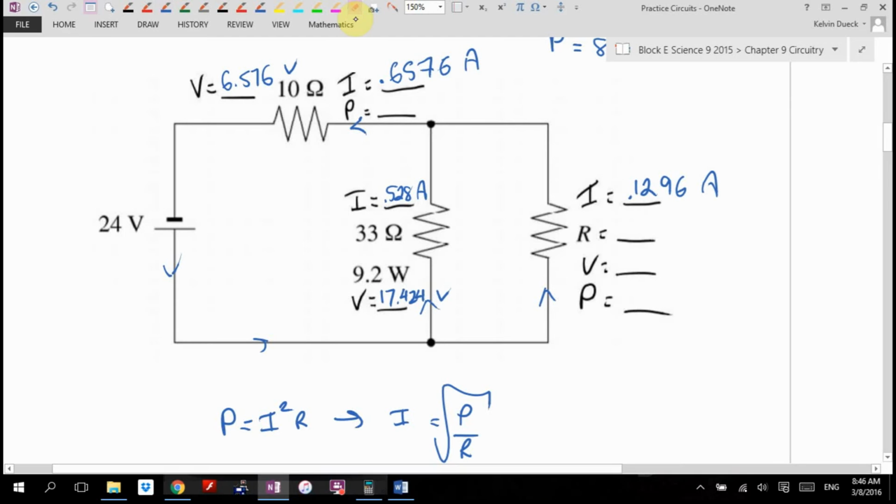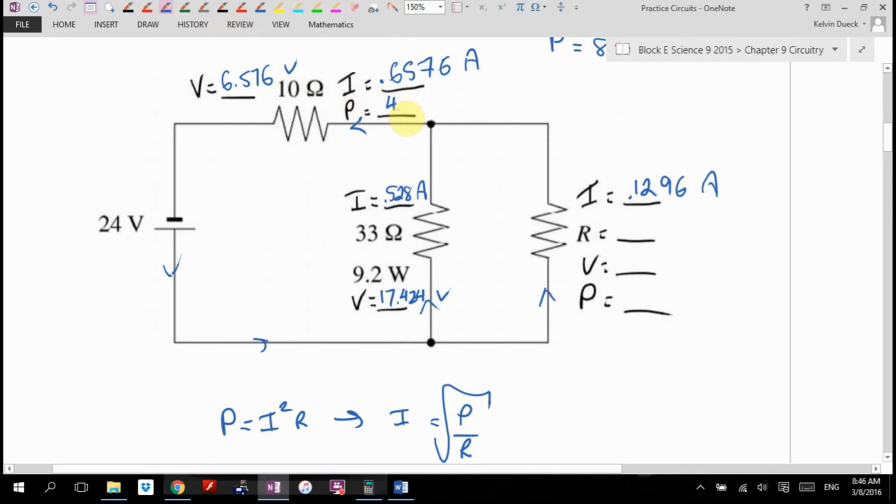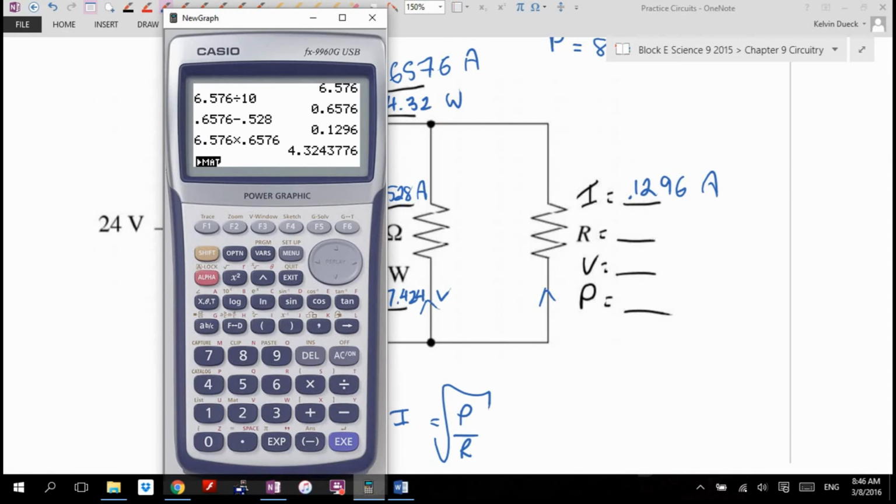Oh, also, Ibrahim, I can fill in power from your purple sheet. Power equals what times what? V times I. So the power in that top bulb is going to be 6.576 times 0.6576, V times I. That's going to be a 4.32 watt bulb. Mr. Dewick, what do we round off to? Well, 2 or 3 decimal places is usually pretty good, but I'm not going to be that accurate.